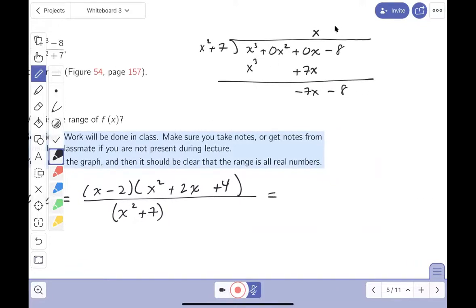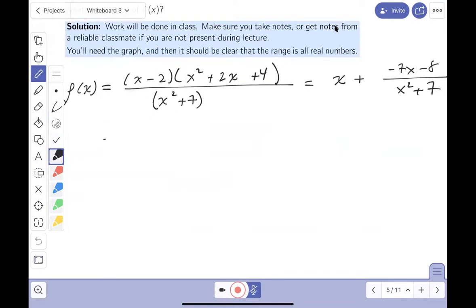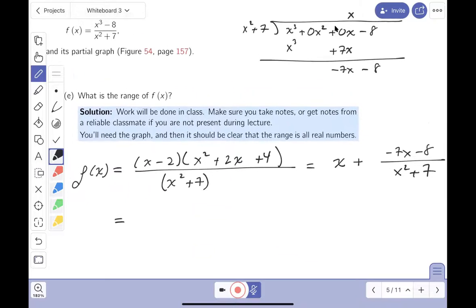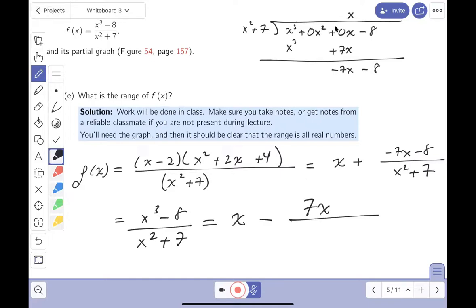Well, this would give you something really simple: x plus something I didn't do, which is to divide minus 7x minus 8 by x squared plus 7. This looks strange to me, so I'm going to write it a little differently. I don't think I want to put the factored form down anymore, but x cubed minus 8 over x squared plus 7 is the same thing as x minus, this looks weird, I know that, 7x plus 8 over x squared plus 7.